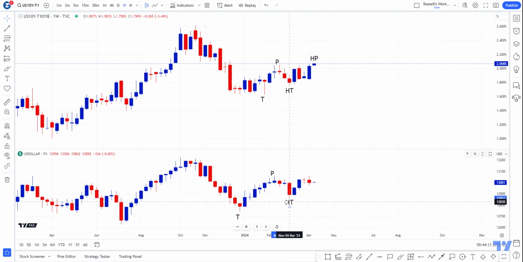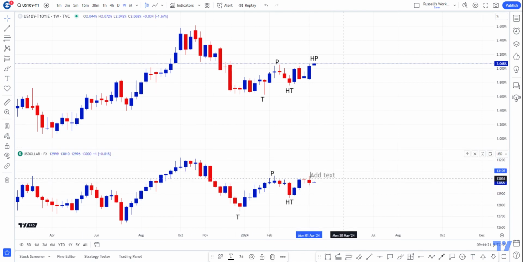Okay. Now we don't have a higher peak with the US dollar. We actually don't have, I'm going to put HP higher peak, and we don't have a lower peak either. So I'm going to just put question mark. And so we just need a little bit more price action here.